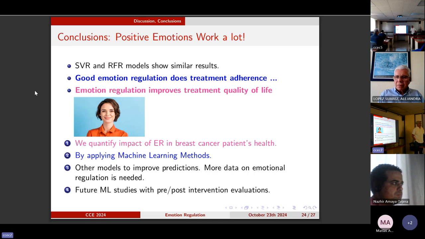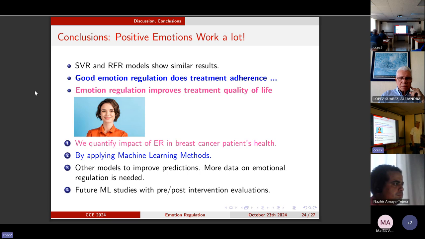Are there negative emotions? Yes, of course. Actually, the negative emotions have been analyzed previously. There are more quantifications or estimations on the impact of negative emotions, sadness, depression, and so on, and the negative impact they have on the evolution of the cancer. But there are no quantitative studies, and actually no qualitative studies, about the impact of positive emotion regulation. Perhaps we are the first going in this systematic way using machine learning methods.